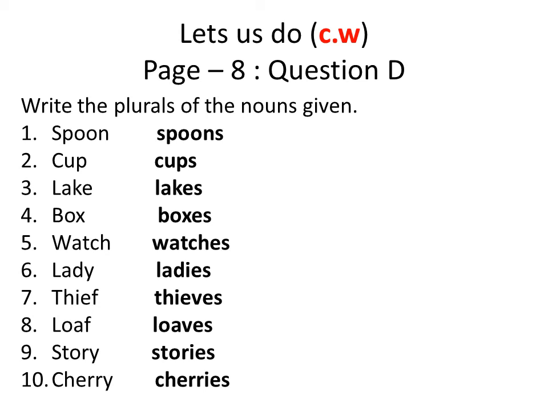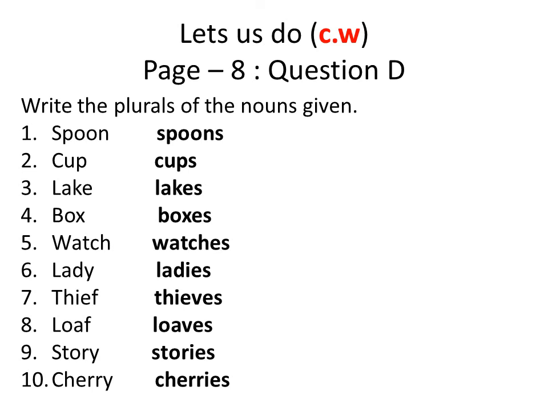So the answer will be L-O-A-V-E-S, loaves. Next, story. Here the word ends with Y. So I am going to remove the Y and I am going to add I-E-S. So the answer will be stories. Next, cherry. Again the word ends with Y. So I am going to remove the Y and I am going to add I-E-S: cherries. Here our classwork ends. Students, your concepts will be clear once you learn all the rules. So go through the videos nicely and you can also make notes.